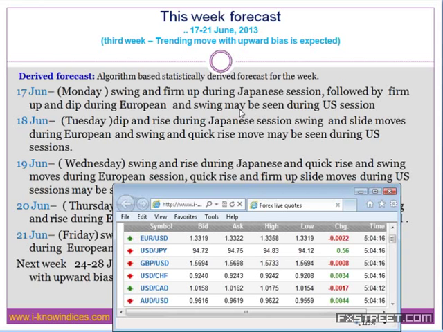Then afterwards, during the US session, they are expected to make the swings. As if nothing has happened, the market is lackluster, and that is how they are expected to make the swings during the US session. And that will be the type of move we could see. This is the expected market move derived from the algorithm. So the market can vary and we have to fine tune it with the help of the market reading technique.